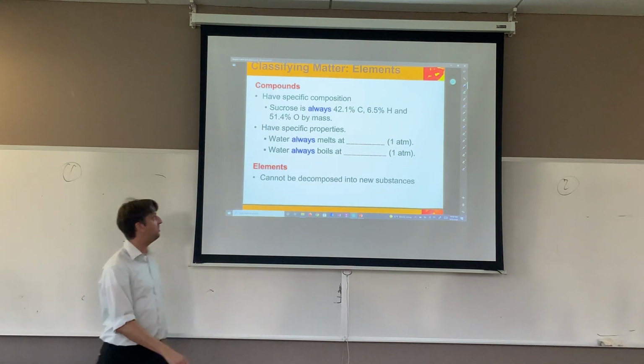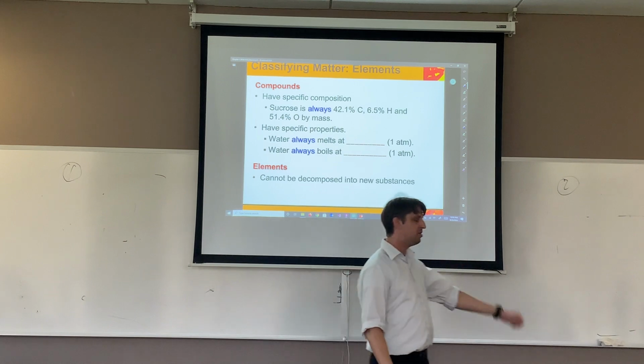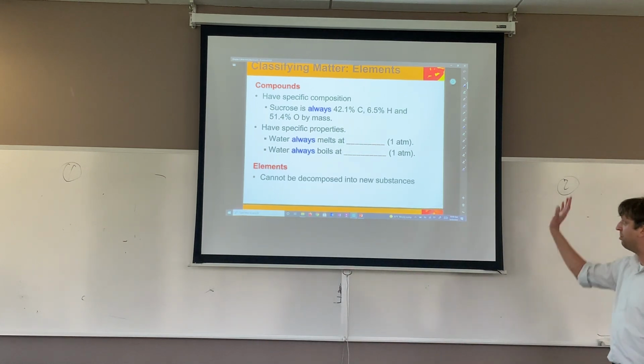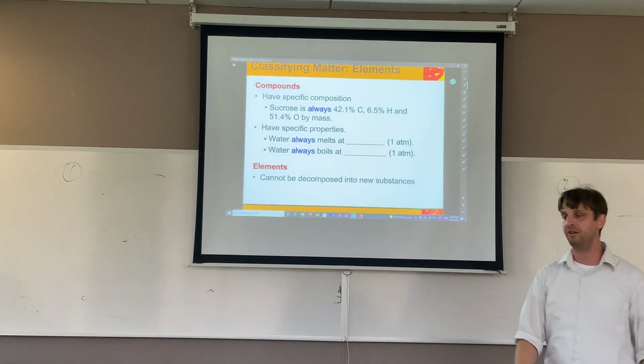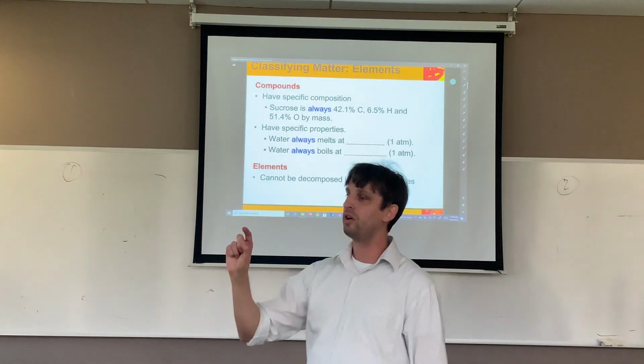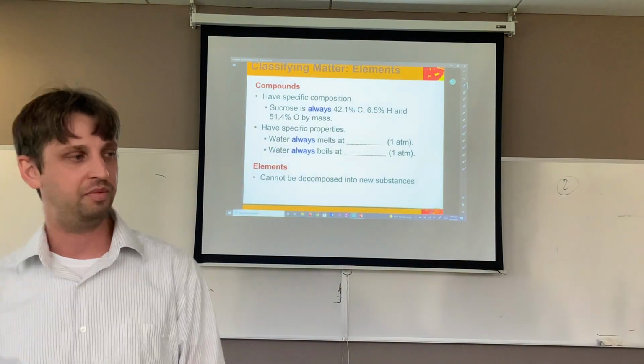So compounds have a specific composition. Sucrose is always going to be the same percentages by mass, right? I don't care about those numbers. We're going to figure out how to calculate those numbers, okay?